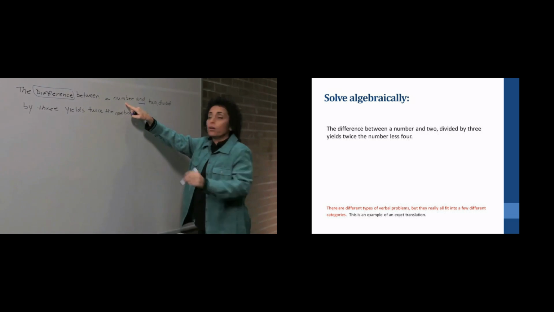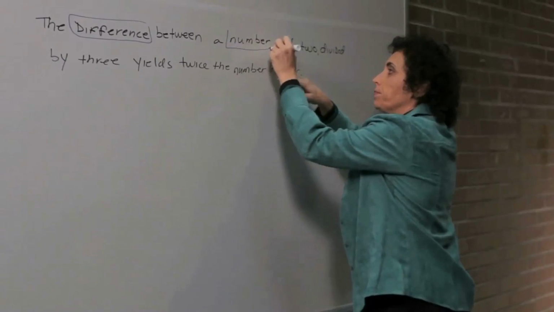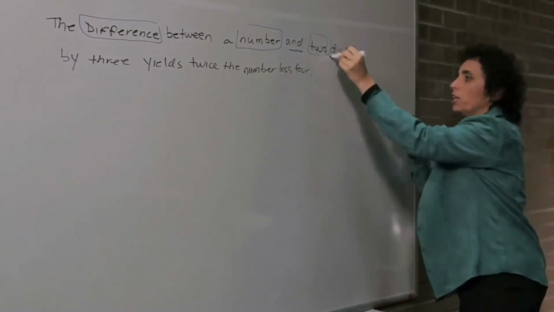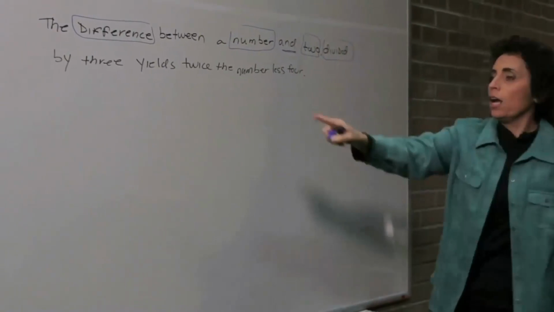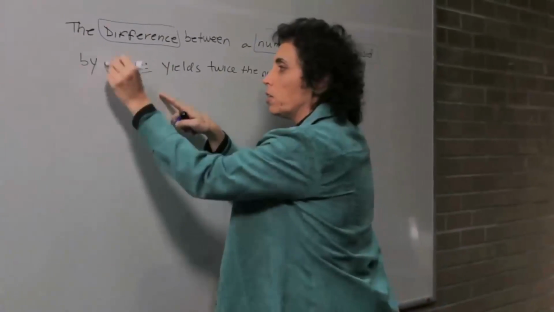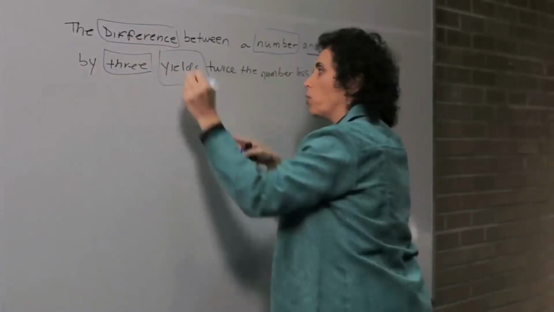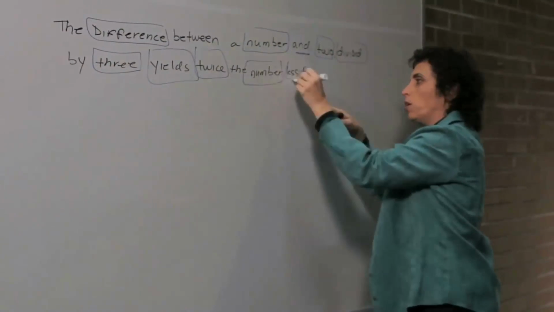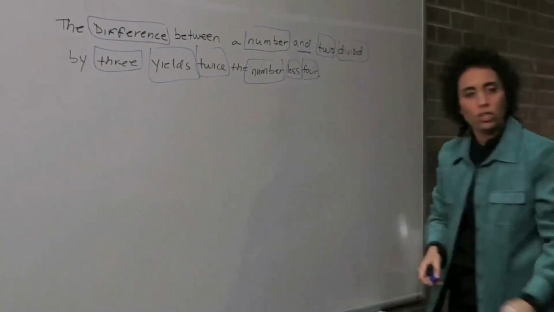Between a number and 2, okay, divided, still important, comma's important, by 3, oh, look at all of this, yields, big time keyword, twice the number, less 4. Oh my gosh, look at all of this.